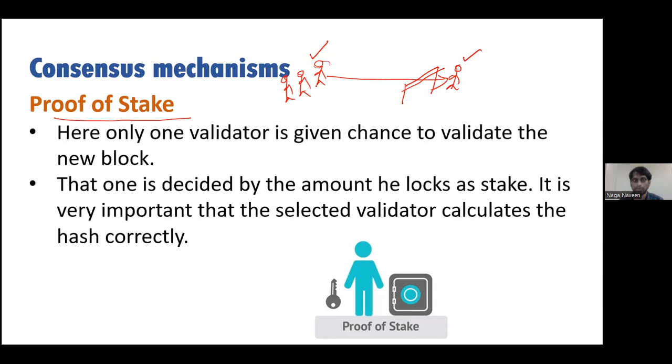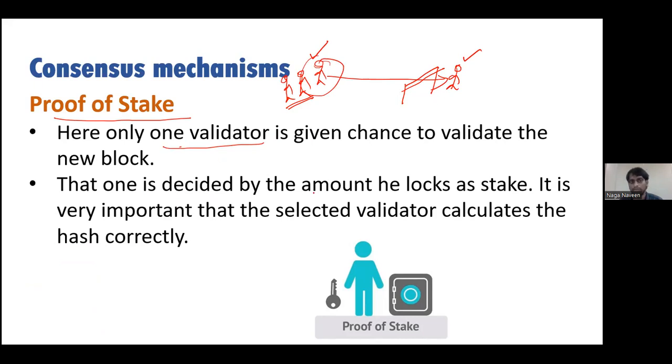So you may get a doubt here. Why have these people not said they want to participate in the race? Why have they allowed this person to run instead of themselves? To avoid this, here only one validator is given the chance to validate the new block, right?